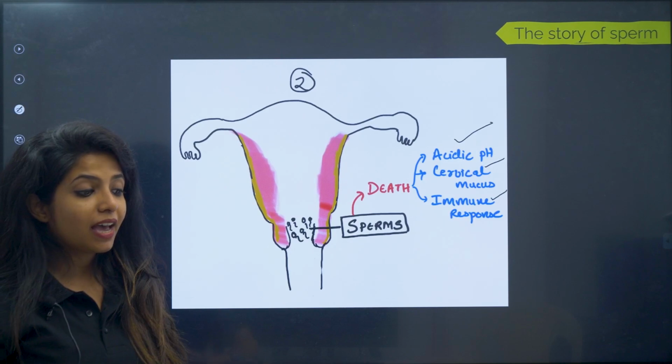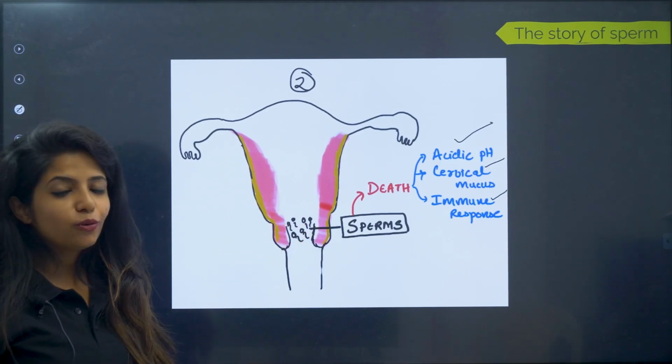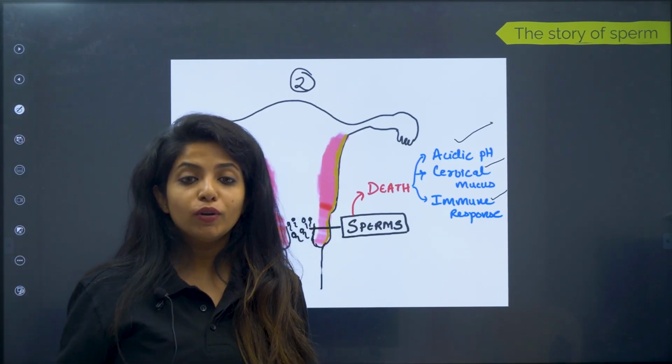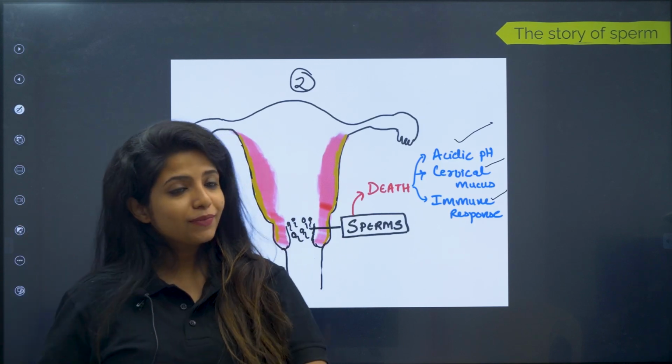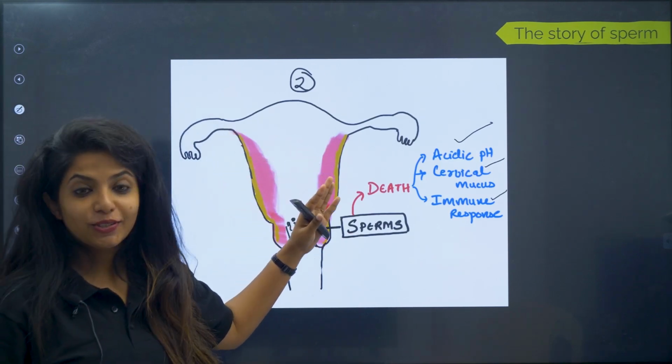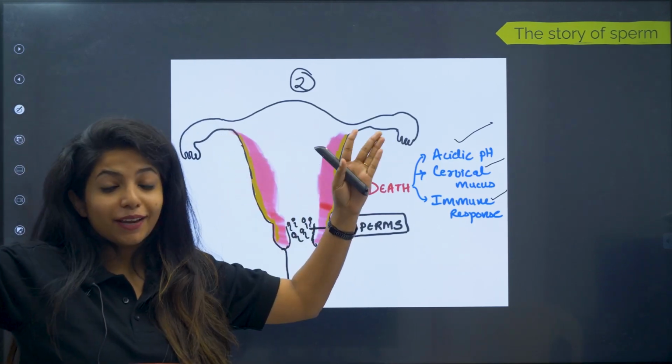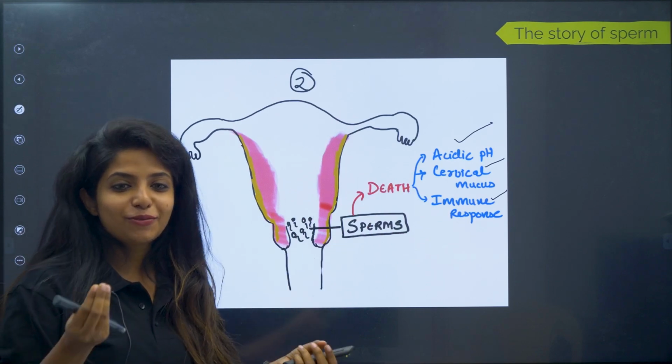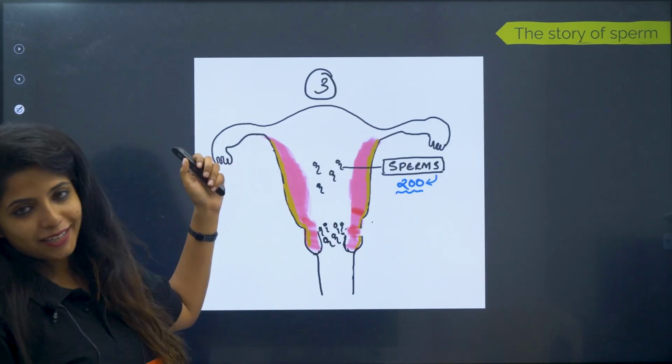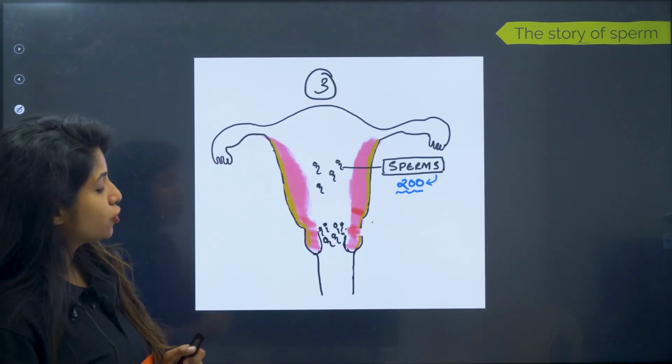By most of the sperms, I mean that if you have 200 to 300 million sperms, only 200 of them could go ahead. So you see the number goes from 200 million to just 200 of them moving inside. Okay, now they have reached this region.